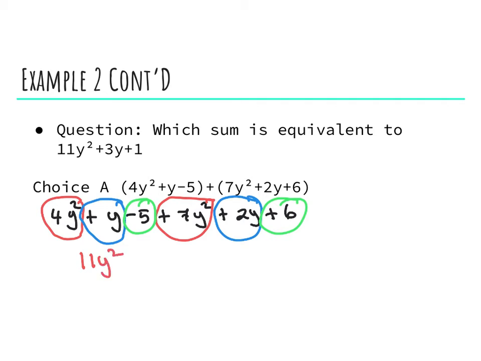The plus y, when there isn't a number in front of the variable, there's really a 1, so I'm going to put the 1 here. So 1y plus 2y gives us 3y, and negative 5 plus 6 gives us positive 1. So our answer is 11y squared plus 3y plus 1 when we add those two polynomials. Now the question is asking us which sum is going to give us 11y to the second plus 3y plus 1. So we found our answer. It was choice A. So we don't even have to try the other options. So the answer is choice A.